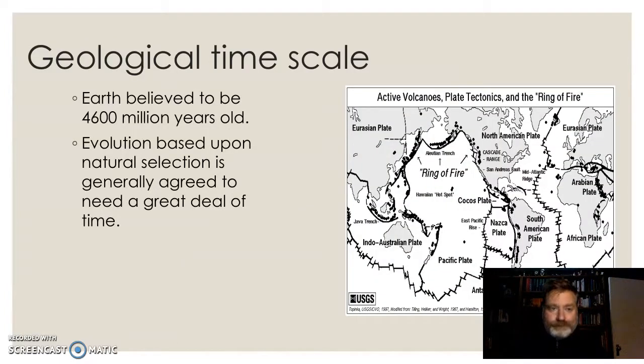However, geology. Something you guys don't learn a lot about. You did a little bit in Year 8 science. You've probably done a little bit in humanities in Year 9. But we believe the Earth to be 4.6 billion years old. And you can see that lovely diagram there of the plates on our planet. We'll talk about those in a minute. And this is really important because for evolution to work in the manner in which it has, the planet needs to have been around a long, long time.